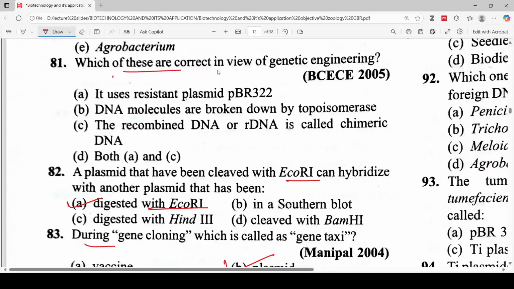Which of these are correct in view of genetic engineering? Option A, it uses resistant plasmid pBR322. Option B, DNA molecules are broken down by topoisomerase. Option C, recombined DNA or rDNA is called chimeric DNA. Option D, both A and C. So the correct answer will be option D, both A and C. So next, going to the next question.